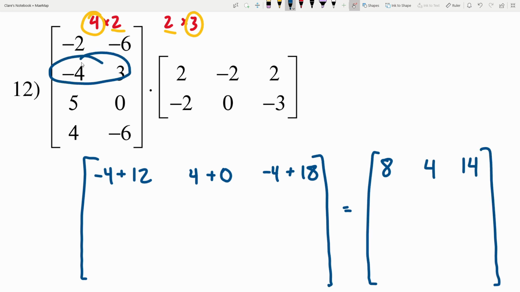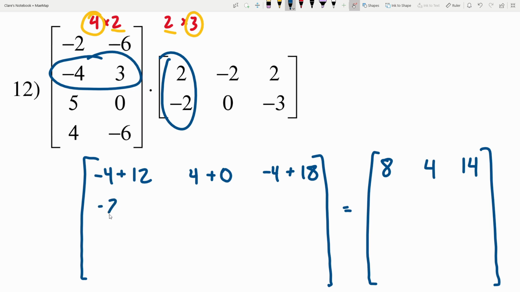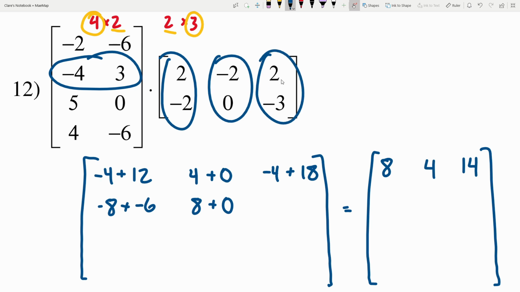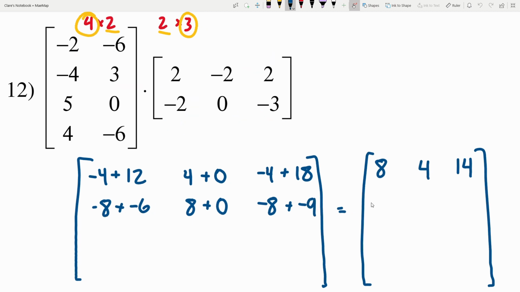Now, on to that second row. And again, dotting it with the first column. Negative 4 times 2 is negative 8, plus 3 times negative 2, which is negative 6. And then, second column, negative 4 times negative 2 is a positive 8, plus 3 times 0, which is 0. And then finally, the last column, 2 times negative 4 is negative 8, plus 3 times negative 3, which is a negative 9. So negative 8 plus negative 6 is a negative 14. 8 plus 0 is 8. And negative 8 plus negative 9 is a negative 17. So that's our second row.